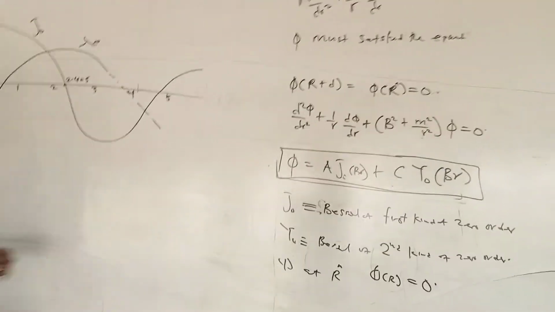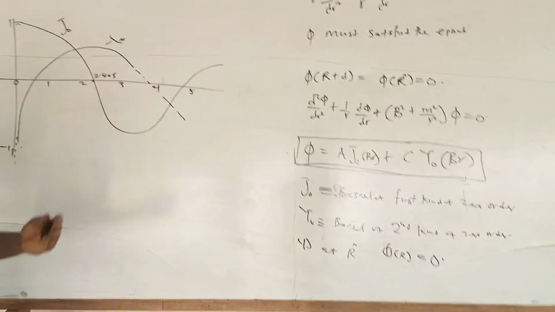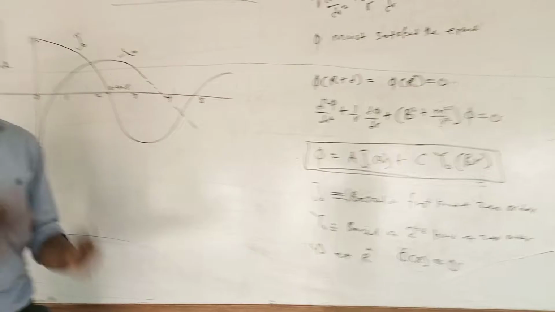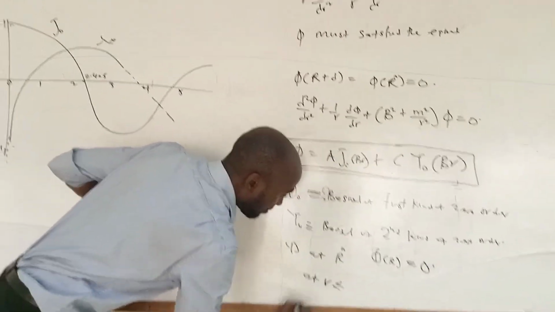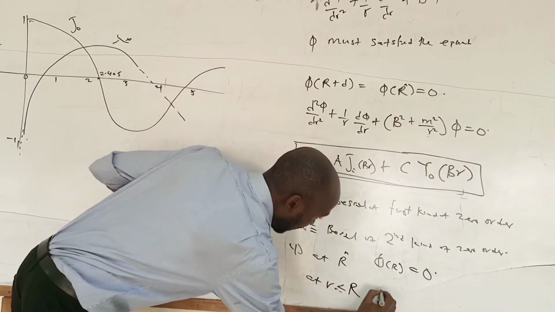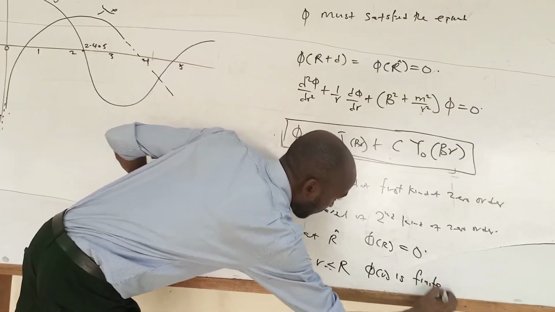And second, within the reactor, phi must be a finite number. That is, phi can never be infinity and it can never be zero. That is, at r less than R, phi is finite.